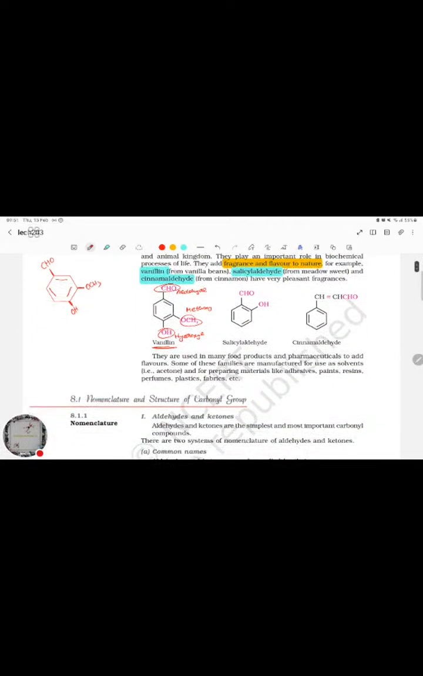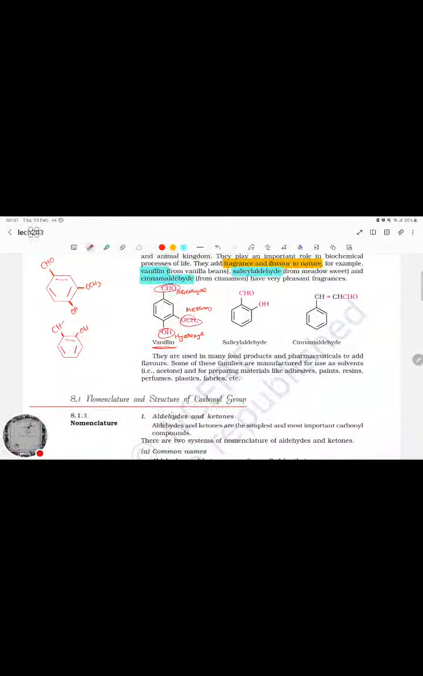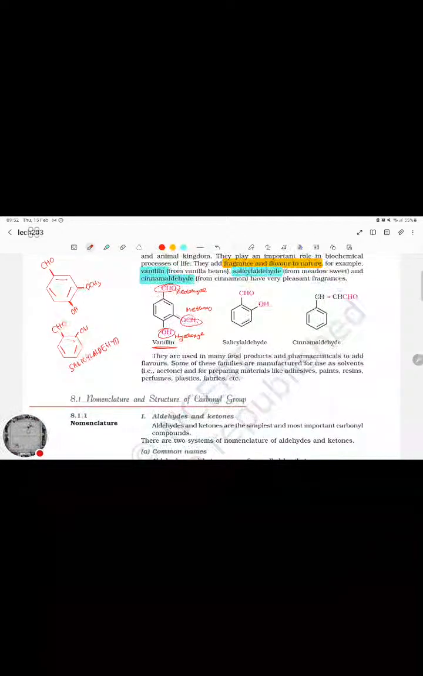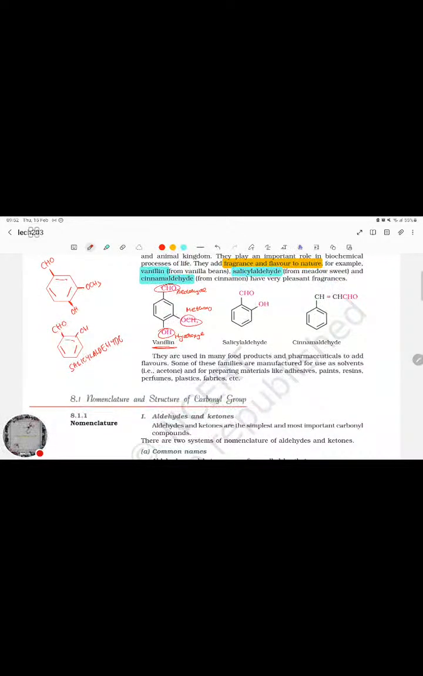Salicylaldehyde, so salicylaldehyde basically it's an aldehyde, it's a phenol group. On the phenol group, at the ortho position we are having an aldehyde, that is salicylaldehyde. That's one important type of compound which is obtained from meadowsweet. So basically we are having an aldehydic and a hydroxyl group. So we can say a phenol group with an ortho aldehydic group, hydroxyl.